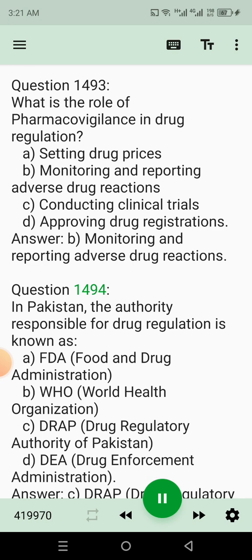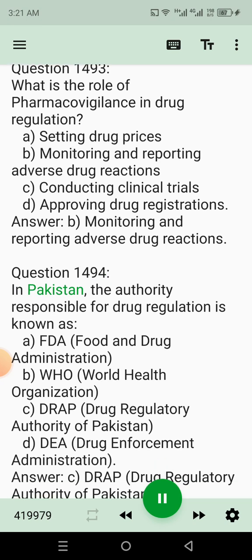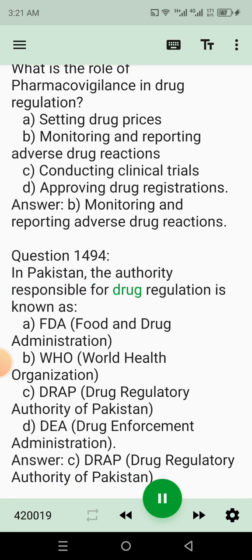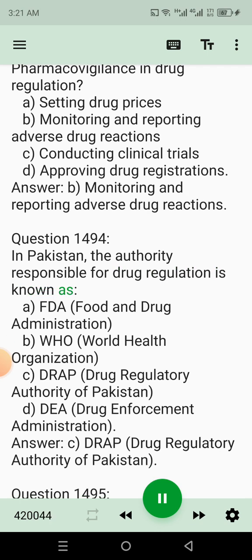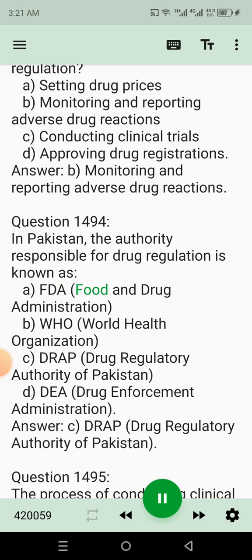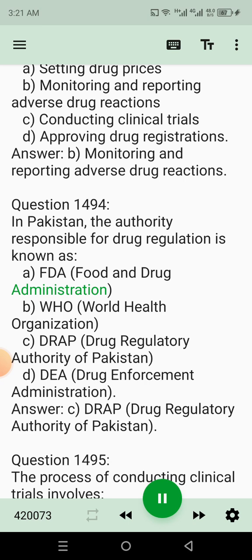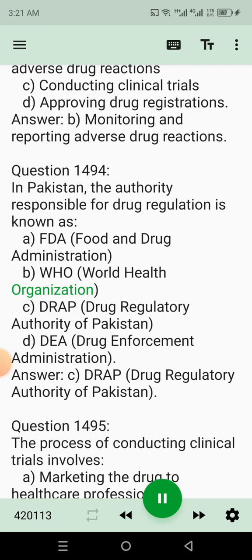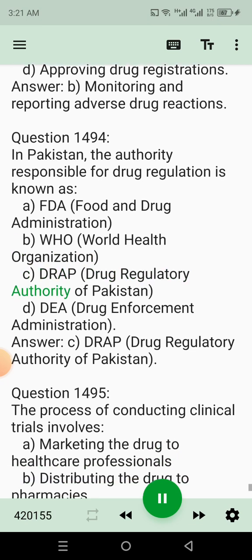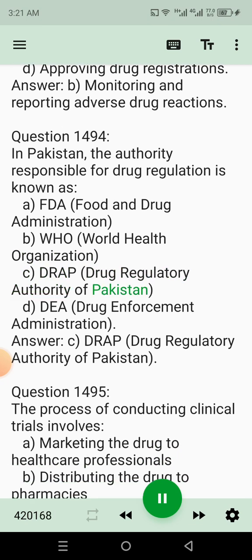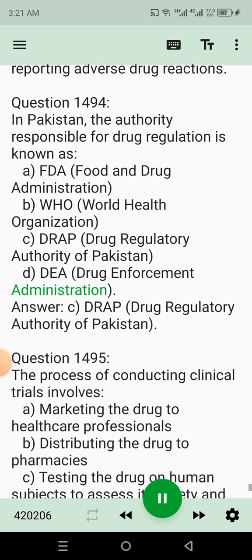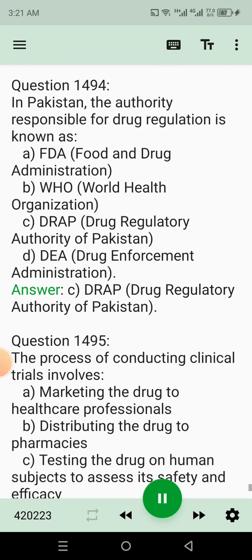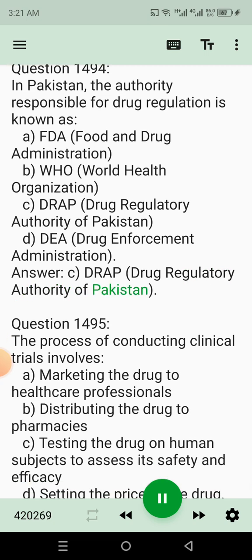Question 1494. In Pakistan, the authority responsible for drug regulation is known as: A. FDA, Food and Drug Administration. B. WHO, World Health Organization. C. DRAP, Drug Regulatory Authority of Pakistan. D. DEA, Drug Enforcement Administration. Answer: C. DRAP, Drug Regulatory Authority of Pakistan.